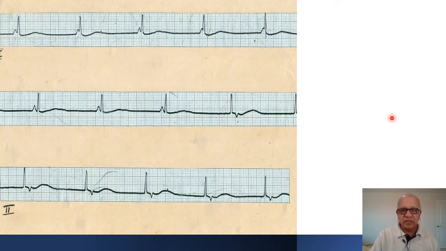Now, as the P wave is inverted, so where is it? This inverted P wave, where is it produced? It is going from below upwards. What are these positive P waves? They are the normal sinus P waves.